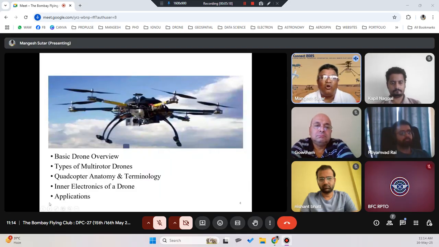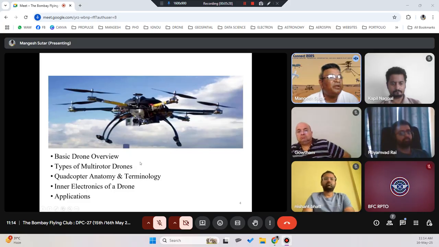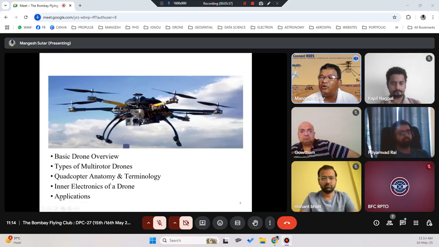Now let's see what the components of the rotorcraft are. So: basic drone view, types of multi-rotor drones, quadcopter anatomy and terminology, inner electronics in drones, and applications. This topic is more important from a perspective because we are going to get licensed on this. So you should know your quadcopter or hexacopter drones thoroughly.